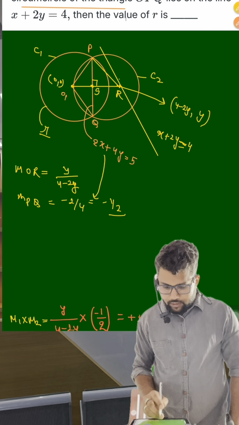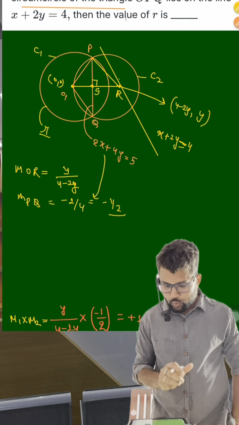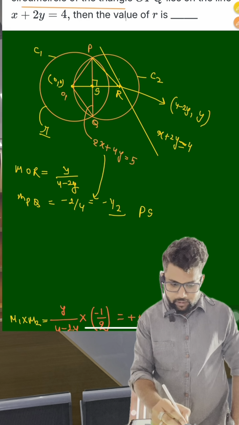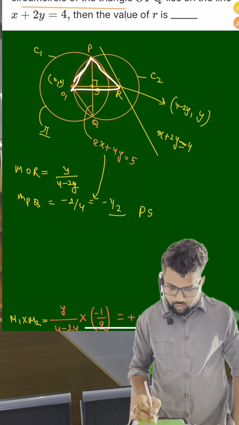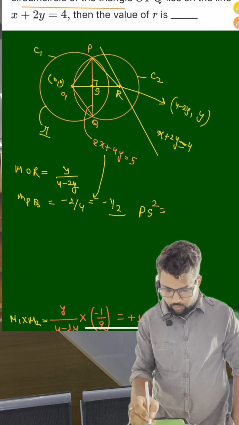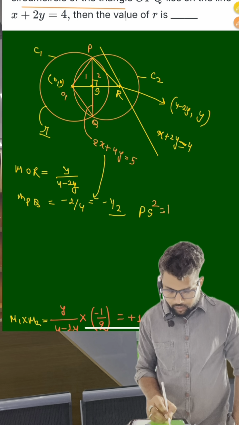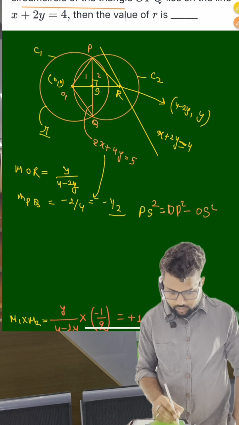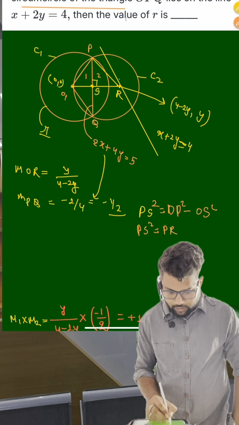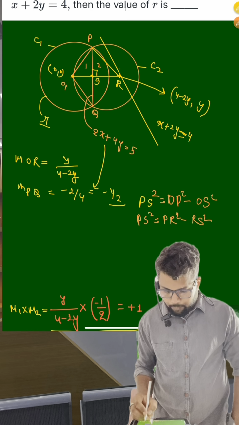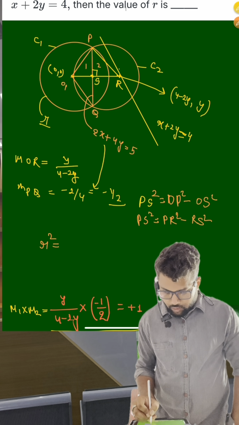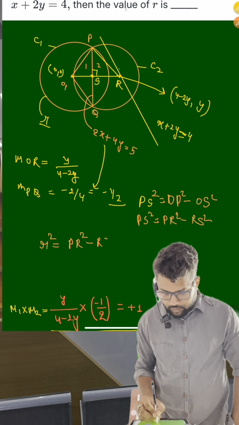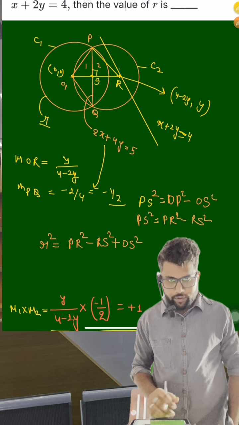After that, see OP square. I'll write it in this form. PS is common in both triangles. I'll use this triangle, because that is what I need. In both triangles PS is common, so according to the first triangle, PS square is OP square minus OS square. Same thing in the second triangle: PS square is equal to PR square plus RS square. OP is the radius of the first circle, so I'll assume it is R square. So if both are equal, then R square is equal to PR square minus RS square plus OS square. And how to find OS, RS or PR?